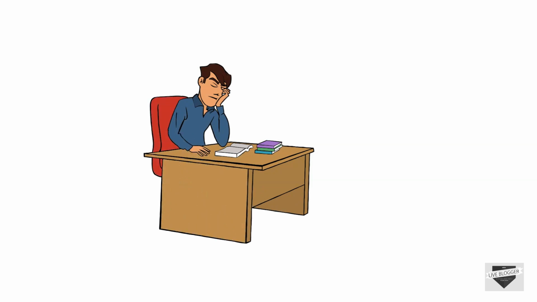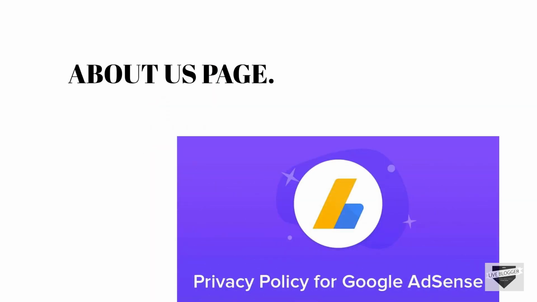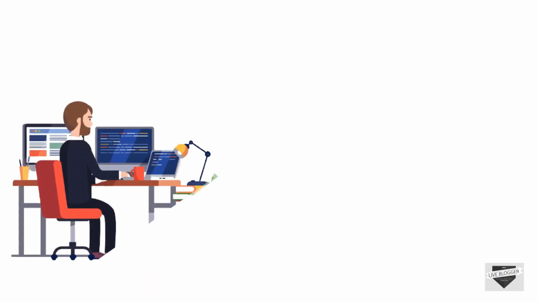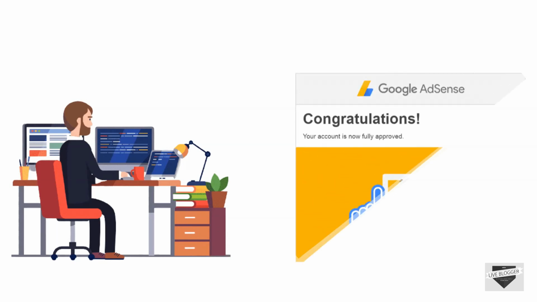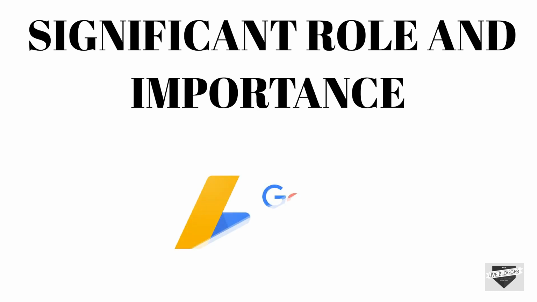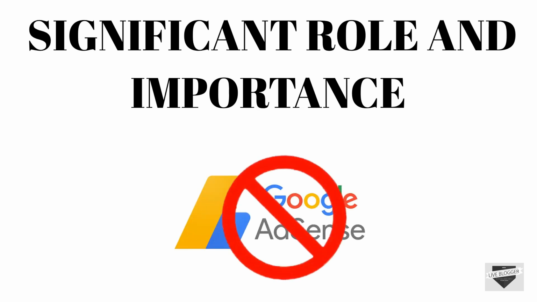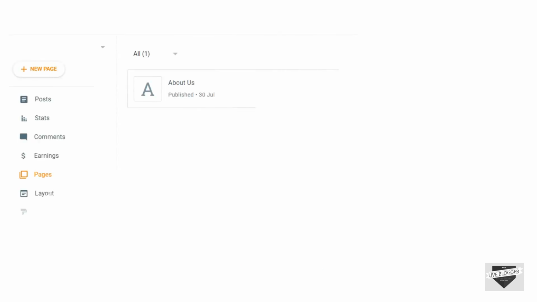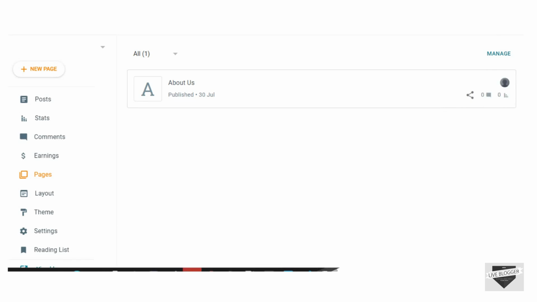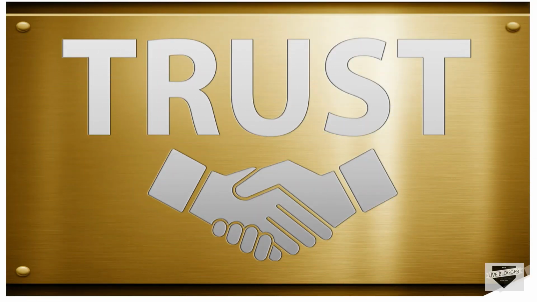Just like privacy policy, you should also have an about us page. This also shows that there is a real person behind the blog or website so that you can get approved. About Us page has a significant role and importance even if you don't want to apply for AdSense. But when it comes to AdSense, there are zero chances of getting approved without an About Us page. This page simply describes you and your blog. This will not only help you to establish relationship with readers, but will also make them trust you.